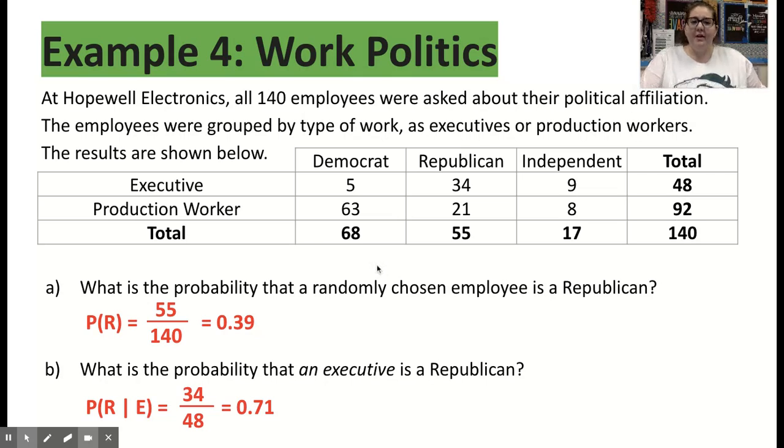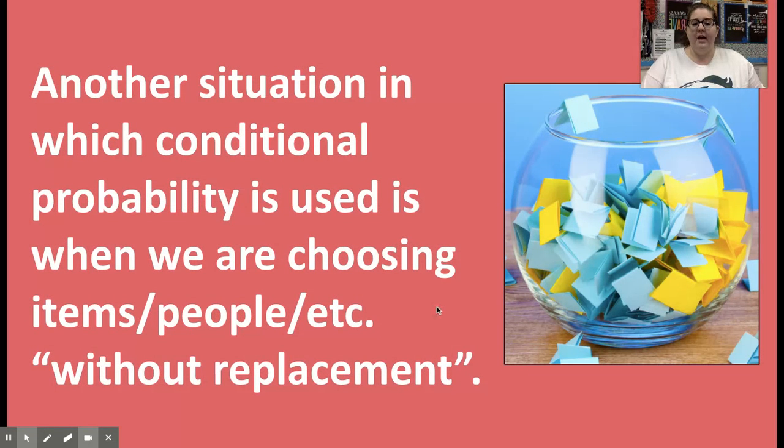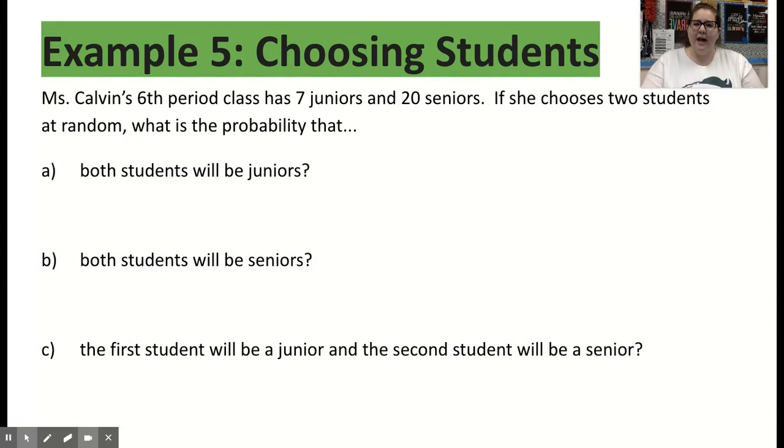So that is another example with a two-way table and how we can look at that and find those conditional or given probabilities. Another situation in which conditional probability is used, even if we don't necessarily think of it as given or conditional in the normal sense, is when we are choosing items or people or whatever without replacement. We actually did an example like this in the last lesson, but just to reiterate it and kind of look at it more as a given probability.